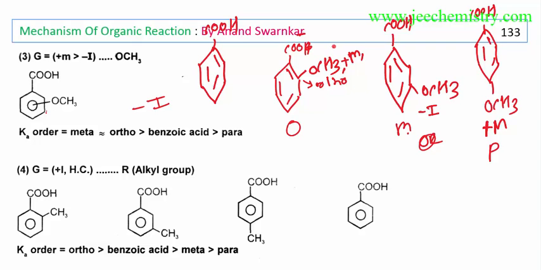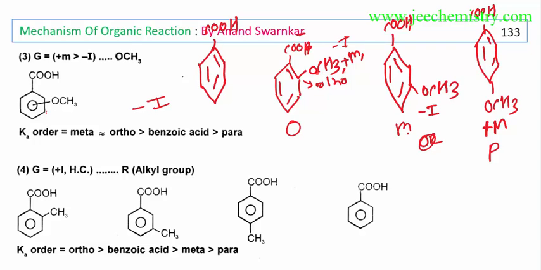If any group provides a minus I effect, then it is more acidic than the meta position. This is fine, but this is an ortho substituent. This is okay, it is more acidic, but this is acting as a plus M group. This plus M effect is working.